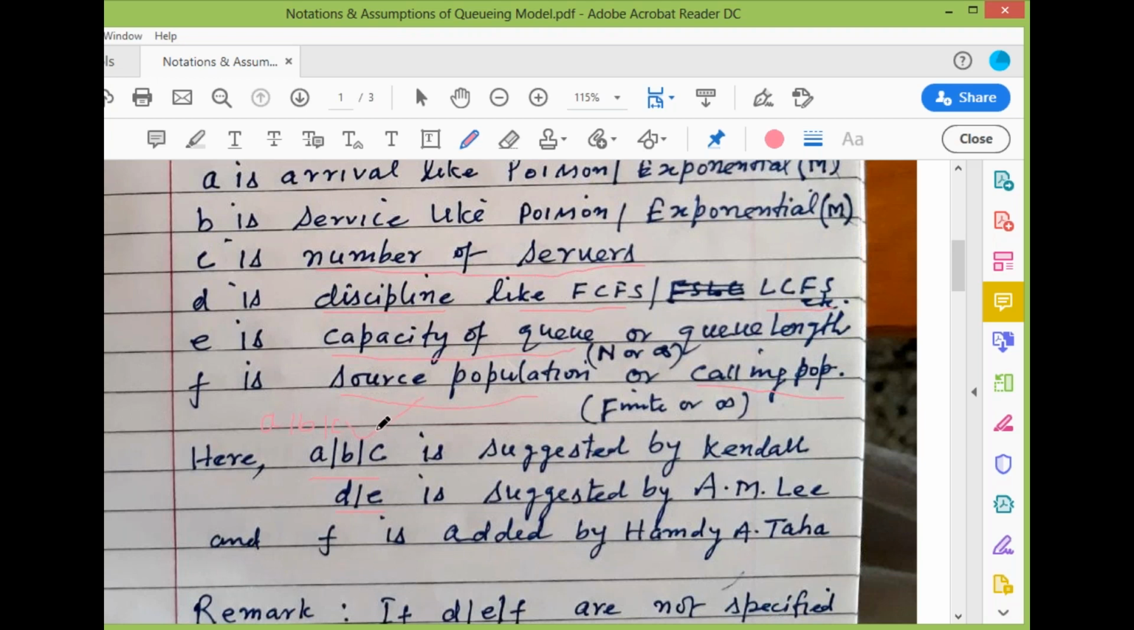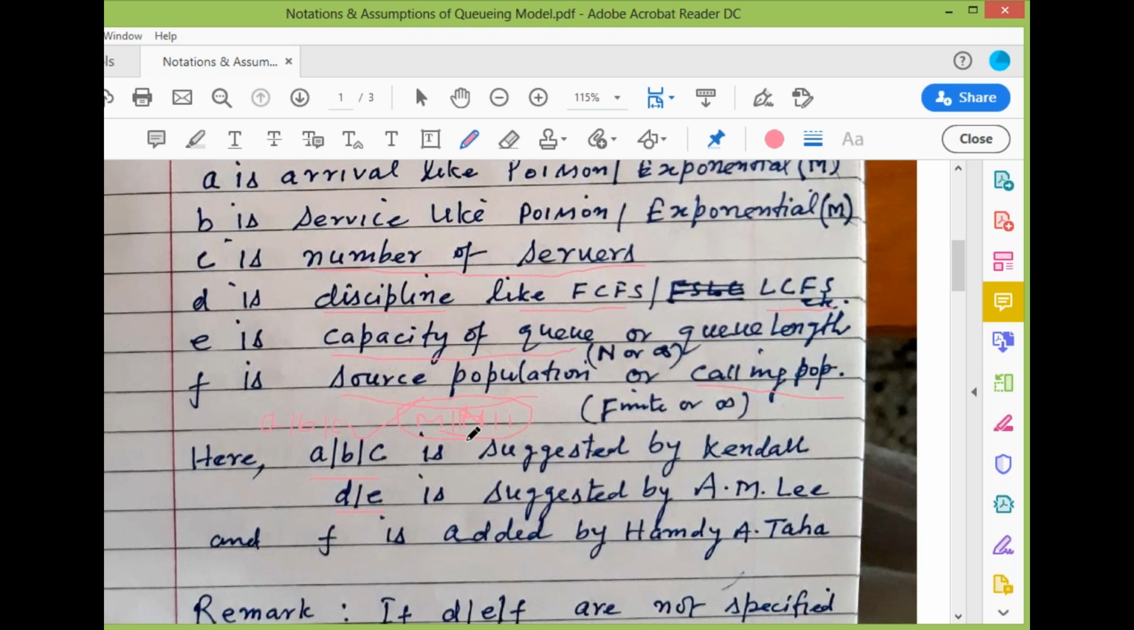If the arrival was Markovian, then M, and if the service was Markovian again, then another M, and then if the server is 1, then 1. So in the beginning, this was the representation of the queuing model, MM1.